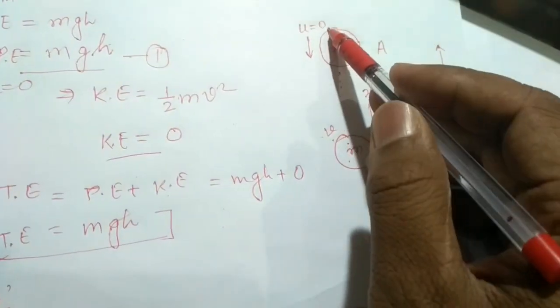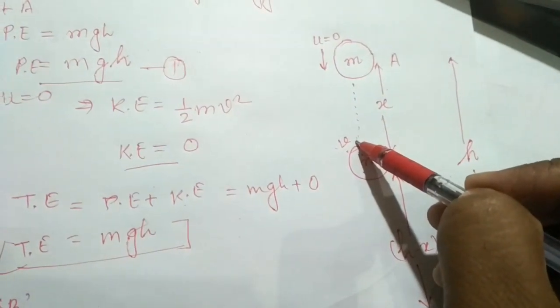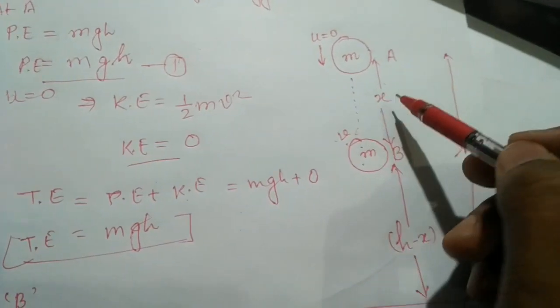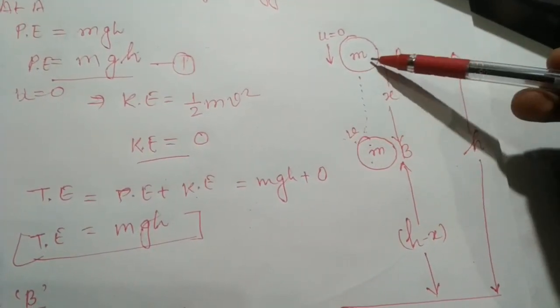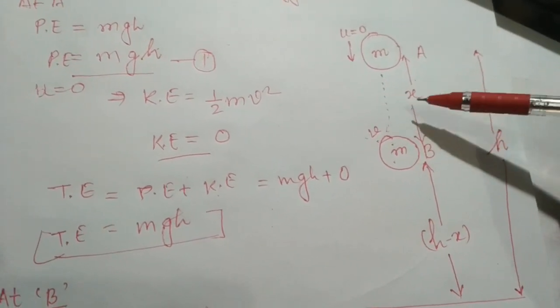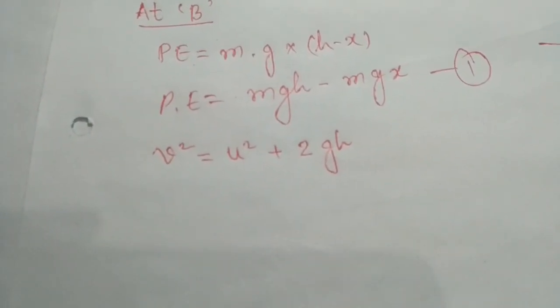So I'm considering the initial velocity was 0 and here the velocity becomes v. So using the third equation of motion, distance is x here. Because I said while calculating the kinetic energy, we will take the distance from here to here. So I'll take distance as x.